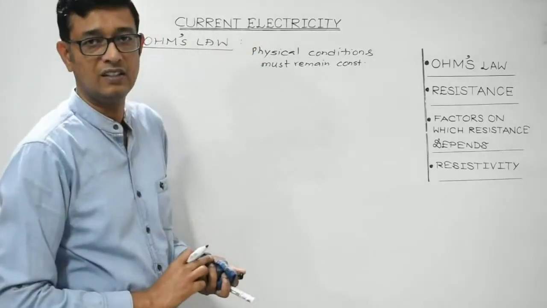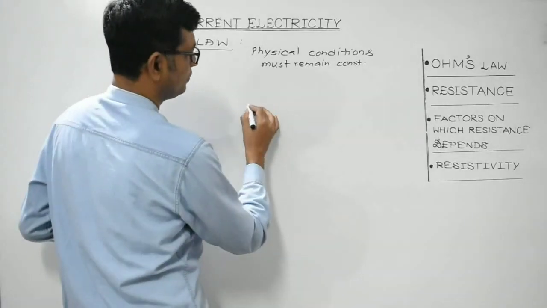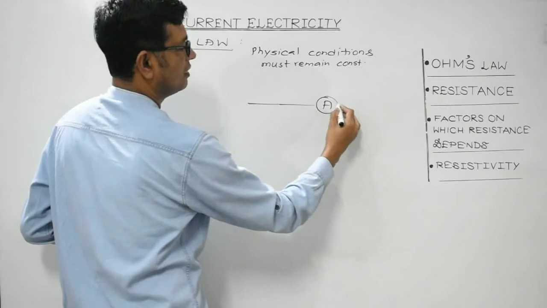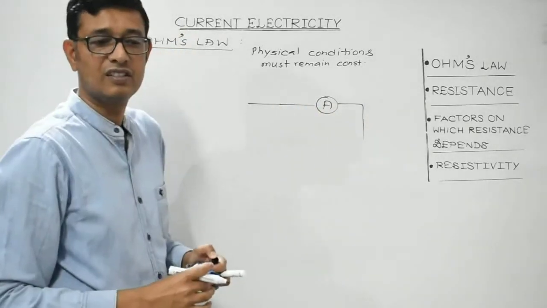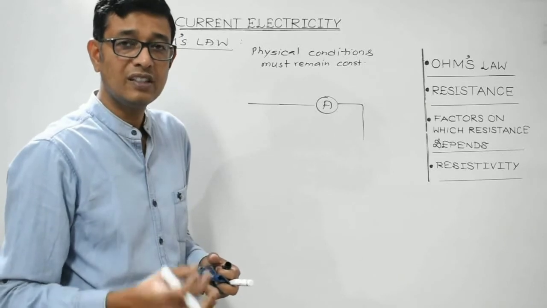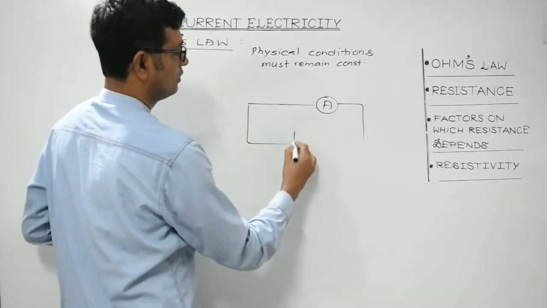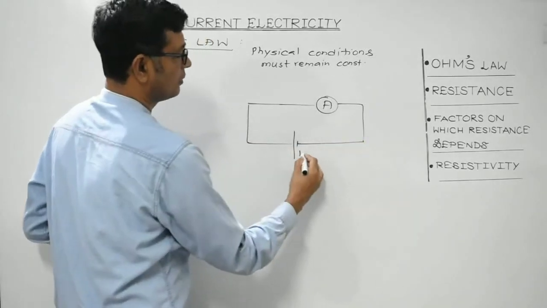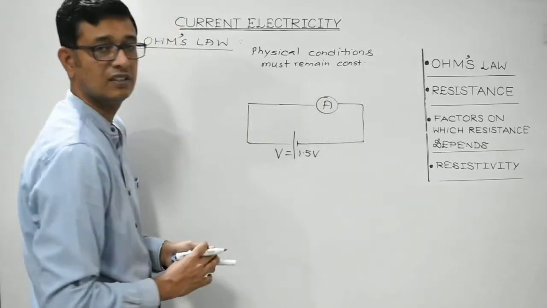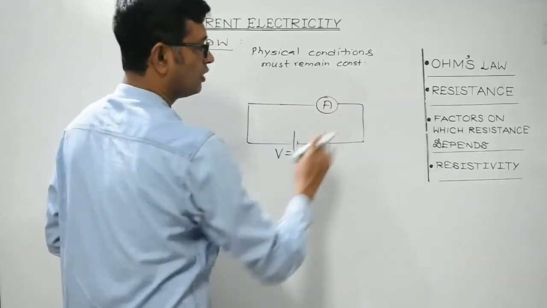Now, let's consider a simple setup. Suppose this is a conductor and an ammeter is connected. The ammeter we will discuss; it's a device which is used to measure electric current in a circuit, right? And this is a source, suppose 1.5 volt. This is the potential difference across the ends, right? This is a connecting wire offering some sort of resistance, that also we'll discuss.